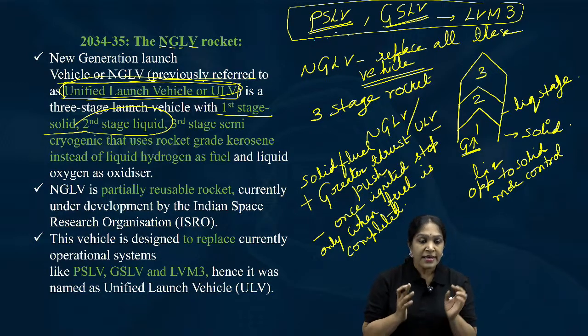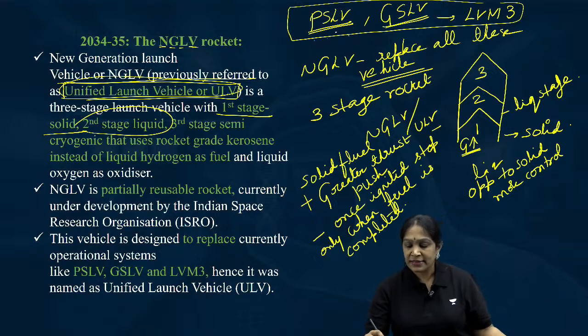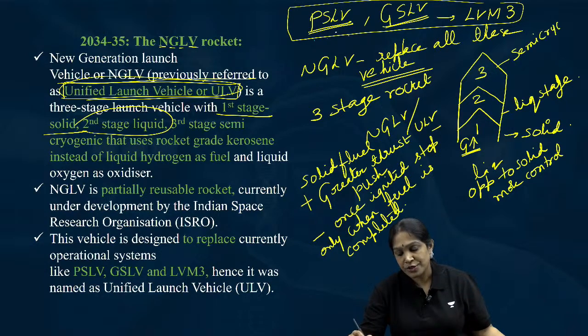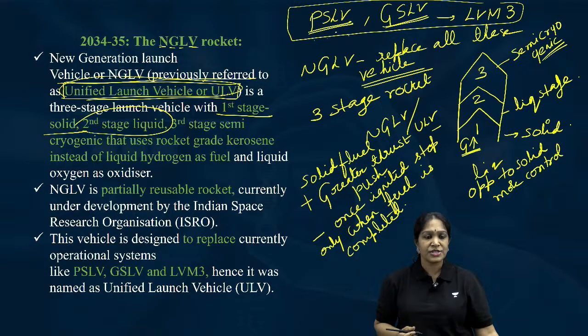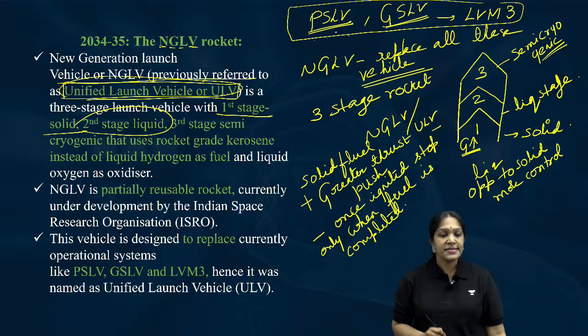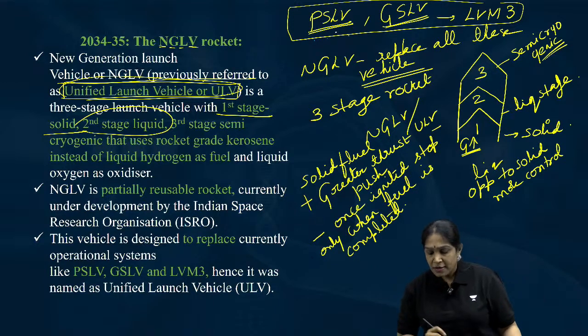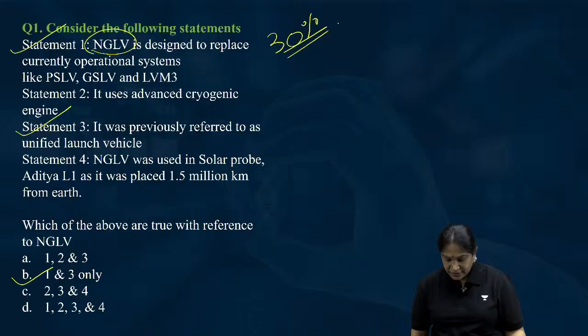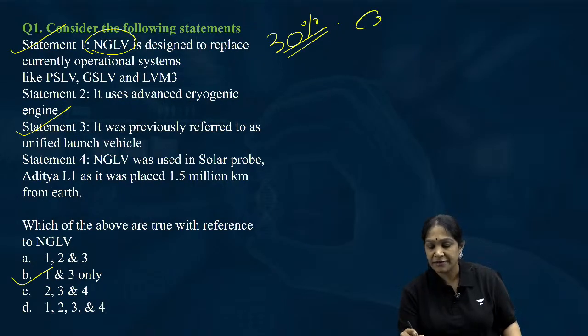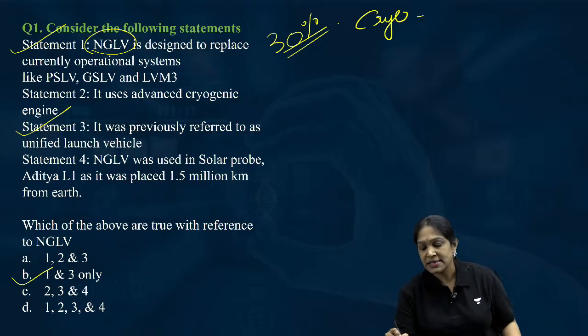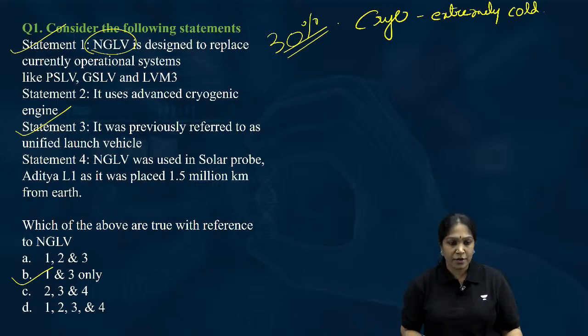force. And in the NGLV, the third stage is called semi-cryogenic. Yes, tell me what is the third stage of the NGLV? It is called semi-cryogenic. Okay, what do you mean by this word called cryo? The word cryo means extremely cold.